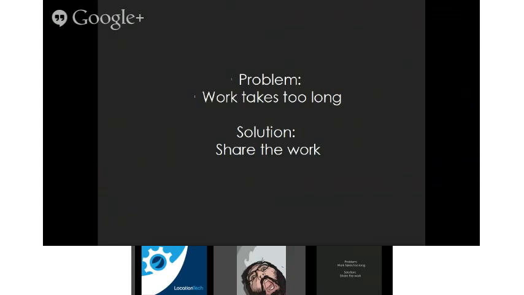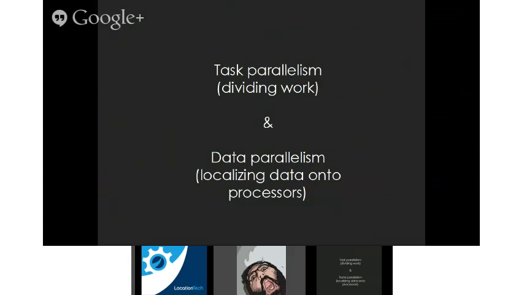Two general strategies for attacking this kind of problem are task parallelism, where we think about what are the different steps that we need to do and can any of them be done at the same time. Another strategy is data parallelism, where we look at the data that we're working with and we think, hey, can we chunk it up? Can we divide it up so that we can do the same thing on each chunk at the same time?